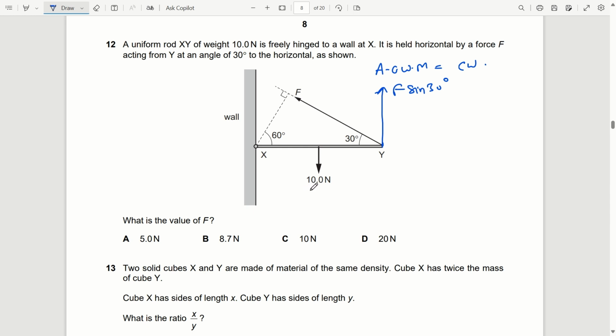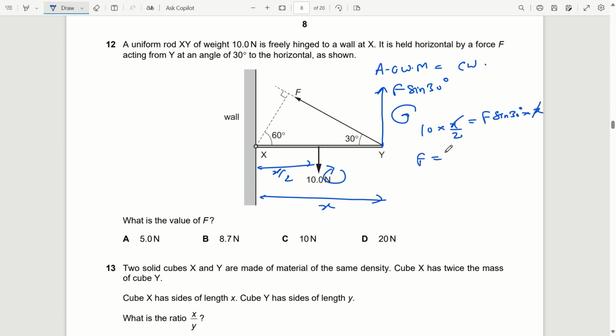Since the rod is uniform, this means its weight will be acting at the center. Let's say this total distance is x. So this will be acting at x by 2. Now this weight provides a clockwise moment and this force will provide an anti-clockwise moment. So this means 10 into x by 2 is equal to F sine 30 degrees into x. x and x will cancel out, and we know that sine 30 is 1 by 2, so on solving you will get F is equal to 10 newton. That is option C. Option C is correct.